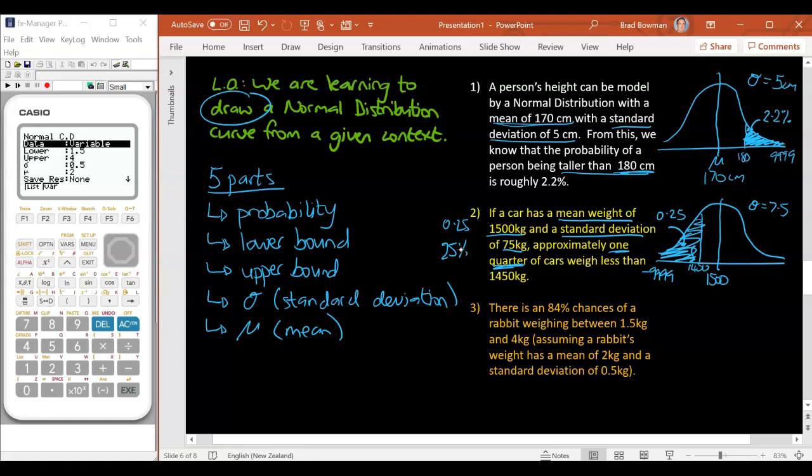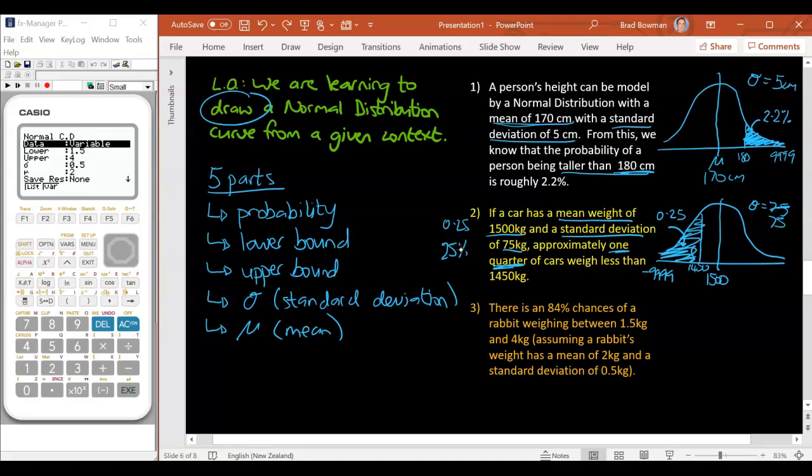So you can see 5 bits of information. We've got the mean, 1500. We've got the standard deviation. I wrote 7.5, but that should be 75. I can see my lower and upper limit, negative 9999 and 1450. And finally, I can see the probability, the 1/4 or the 0.25. Hopefully this is beginning to make sense.